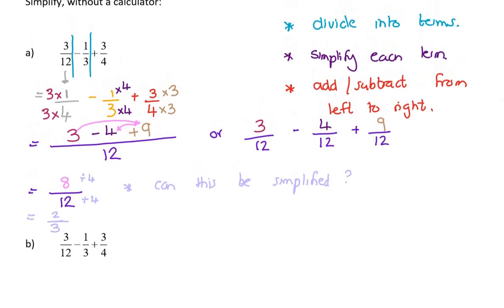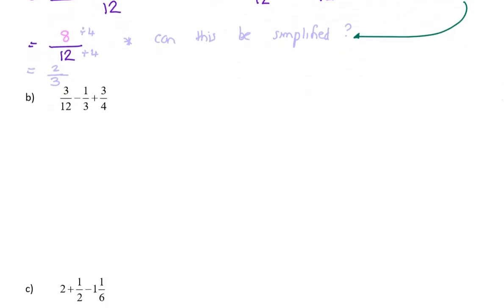So just to recap our steps there, we divided into terms. We then simplified each term if necessary, and here we kind of realized we didn't have to. And then we add from left to right. And how do we add from left to right? LCD. And then don't forget, can your answer be simplified? Okay, let's try another one.